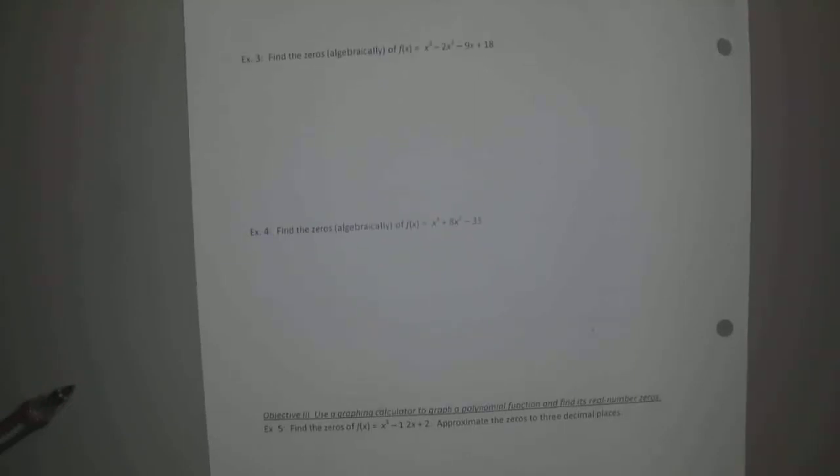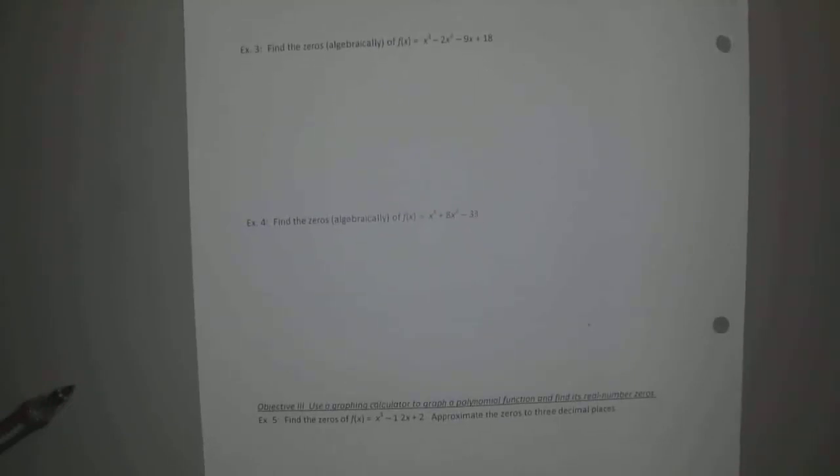Let's talk about the zeros and then let's list their multiplicities, okay? So it says, find the zeros algebraically of f of x equals x cubed minus 2x squared minus 9x plus 18. You're like, how do I even begin to find zeros? Remember, zeros means set it equal to 0 and start solving. This is a 4 term.